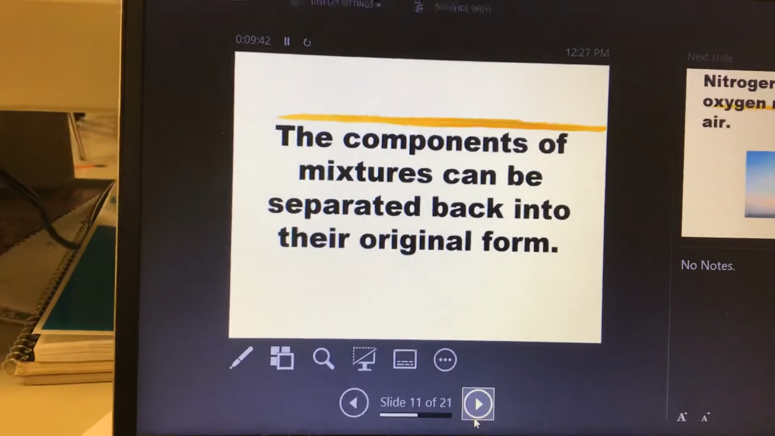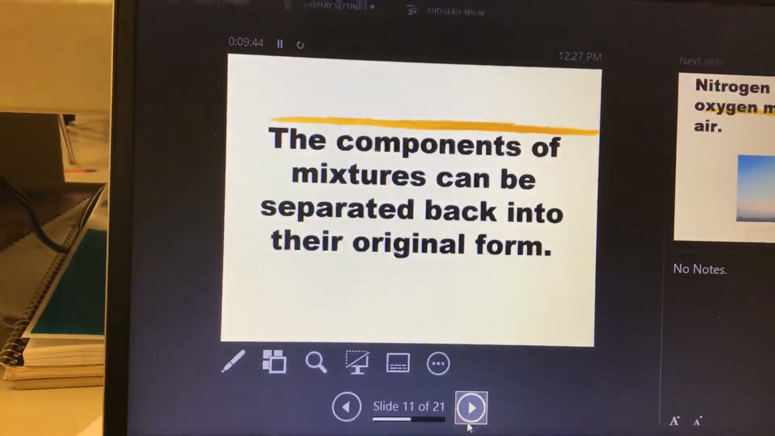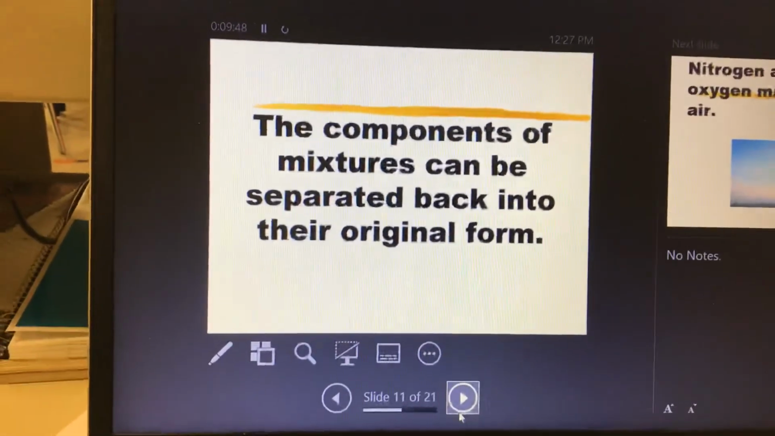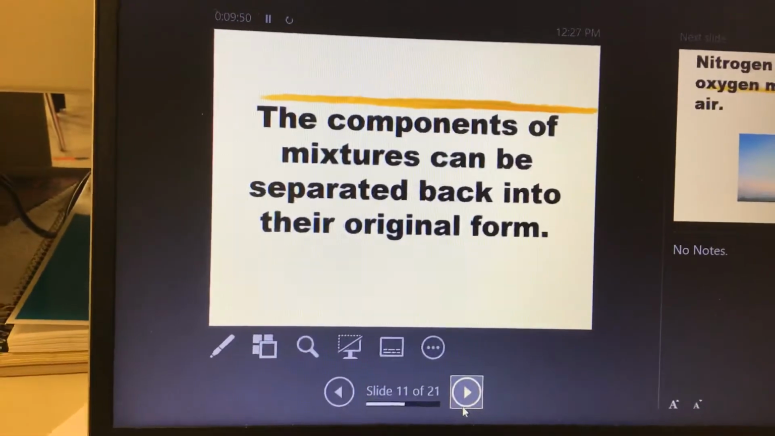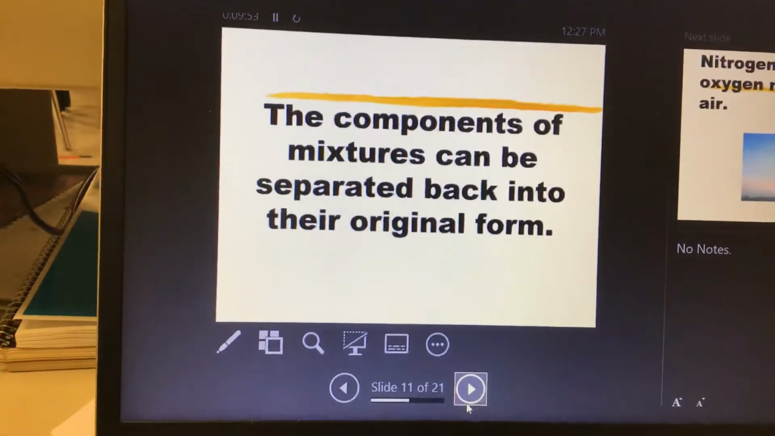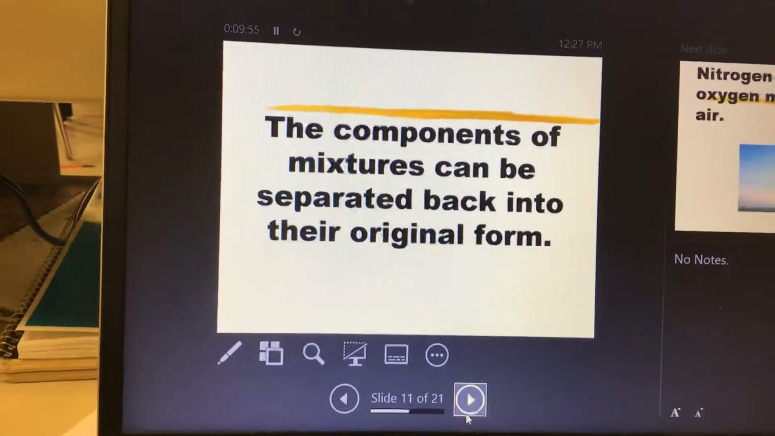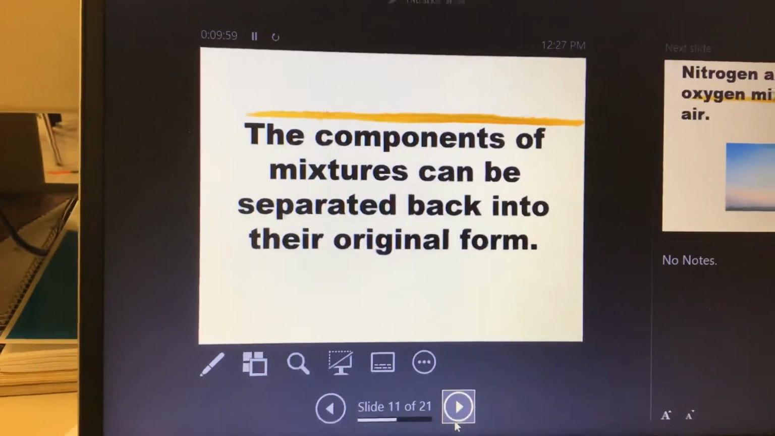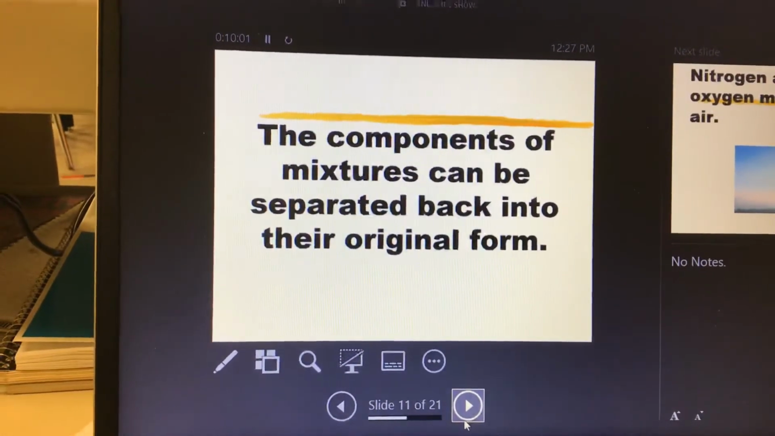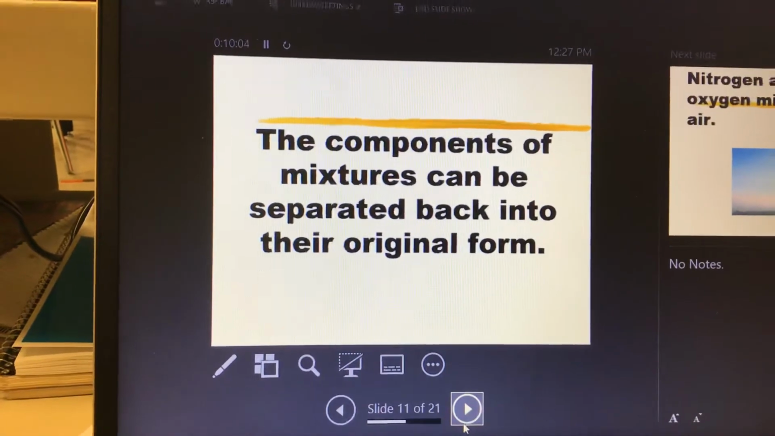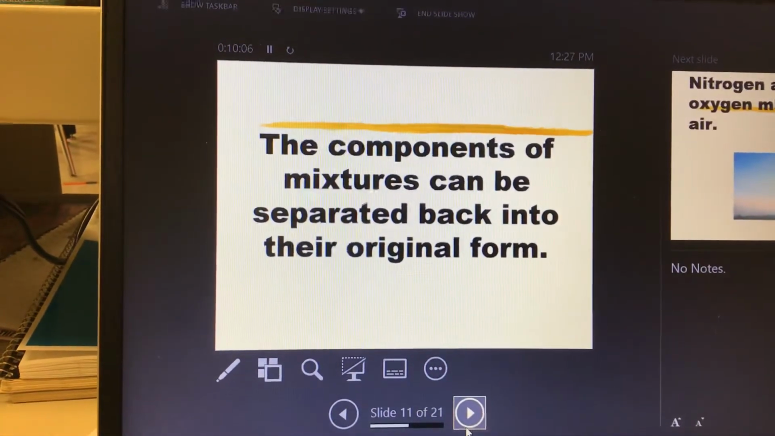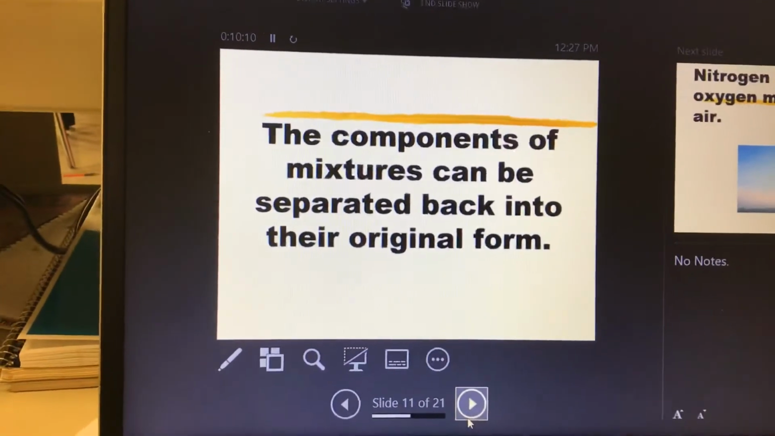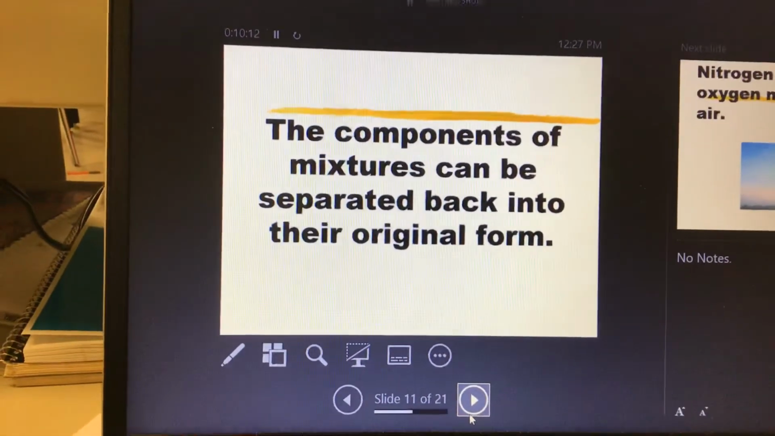Go ahead and write this. The components of mixtures can be separated back into their original form. A mixture can easily be separated. If you had Lucky Charms for breakfast this morning, that is a mixture. It is a mixture of milk and cereal. It's like the grain cereal and then the marshmallows. You could easily separate that out.